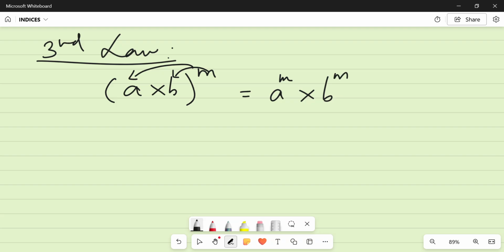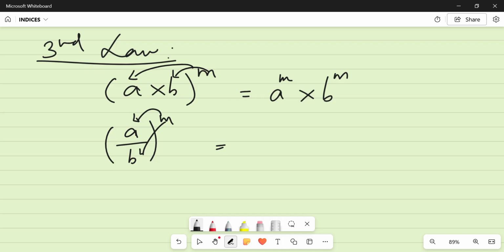The second variation is a over b and the power is m. So here the m power is on a and b as well.